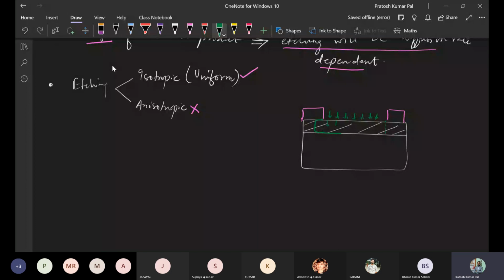So this chemical etching, instead of going only downward, goes into the side wall also. Okay, so it's the case of chemical etching.